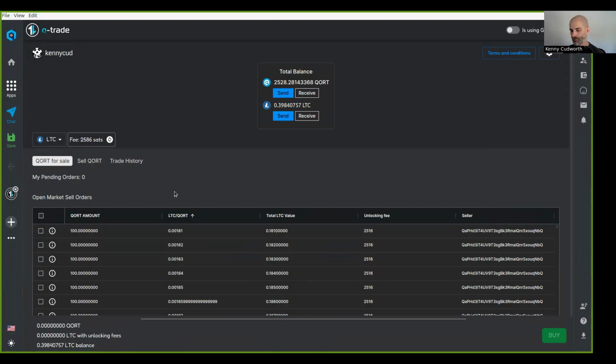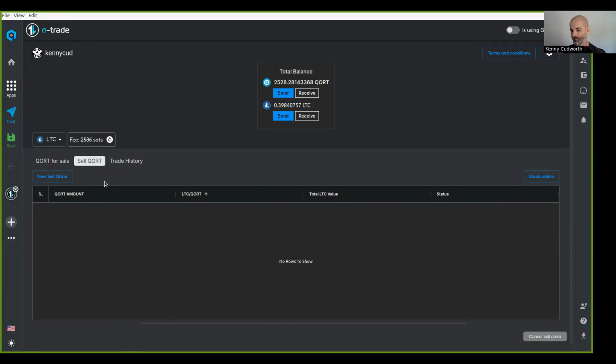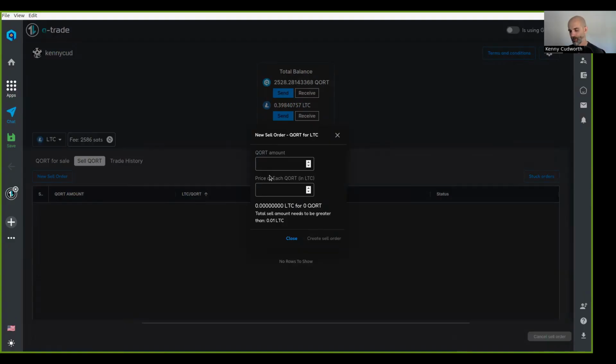I will put a Qort for sale. Now I really don't want to sell Qort, but I'll do one for demonstration purposes. And since I'm doing it for demonstration purposes, I'll just do one that's really high. So in order to do that, you go to sell Qort right here, and you do a new sell order. Now I'm going to do one Qort for one Litecoin, which is overpriced, but we'll just do it for demonstration's sake. So I'm going to create the sell order.